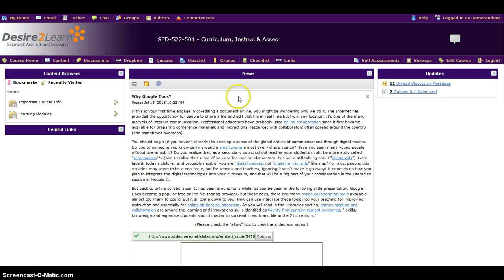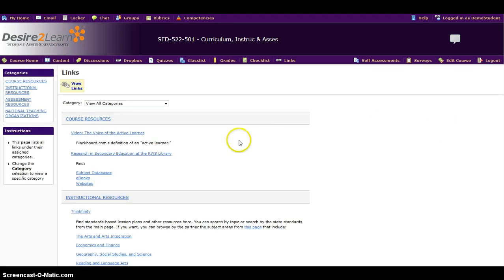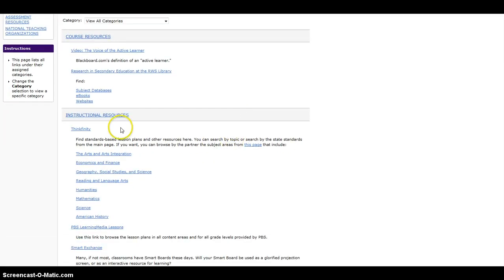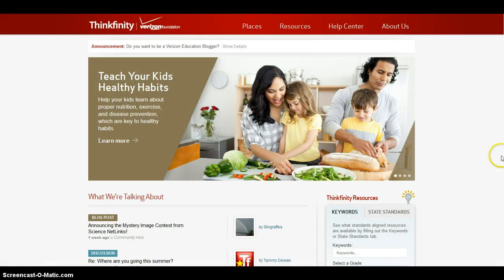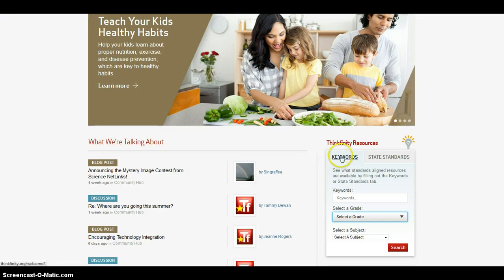One of the resources that's available for finding lesson planning materials, let's go to the links section, and we're looking for Thinkfinity, which is near the top here. When you go to Thinkfinity, of course you can search by keyword, but this is a good way to sort of shortcut the process.